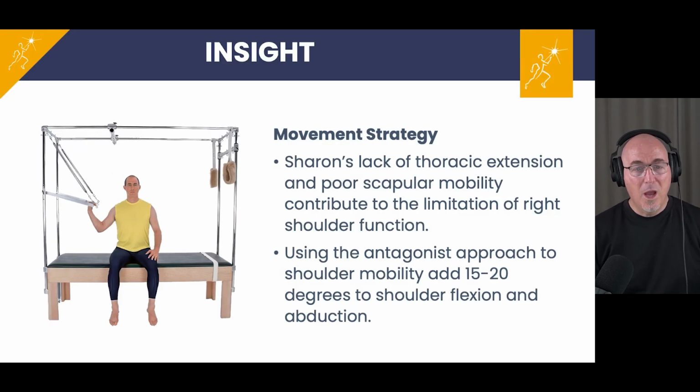Very good. All right, so here's some insight, movement strategies, right? So based on your information, a lot of you said exactly the right thing. Sharon's lack of thoracic extension and poor scapular mobility contribute to the limitation of right shoulder flexion and function. So we want to use that antagonistic approach. Now, here's me about 40 years ago or 30 years ago, I don't know, using the antagonistic approach to shoulder mobility. You can add 15 to 20 degrees to shoulder flexion and abduction almost immediately.